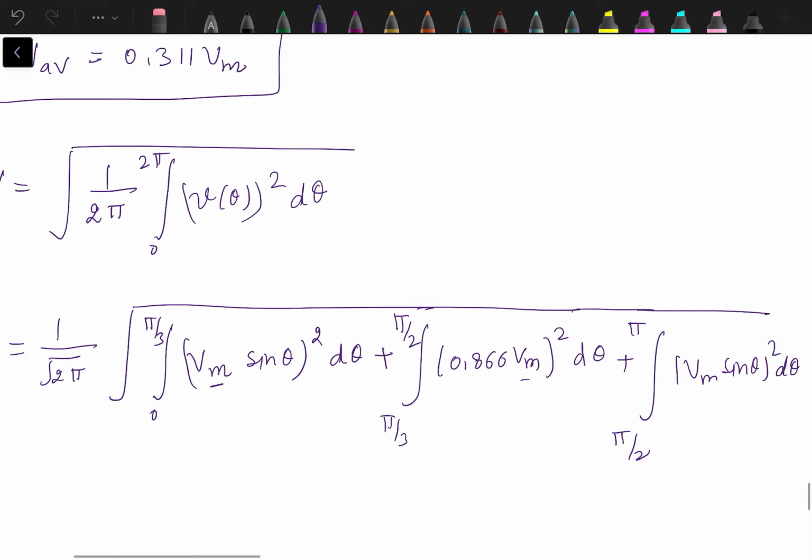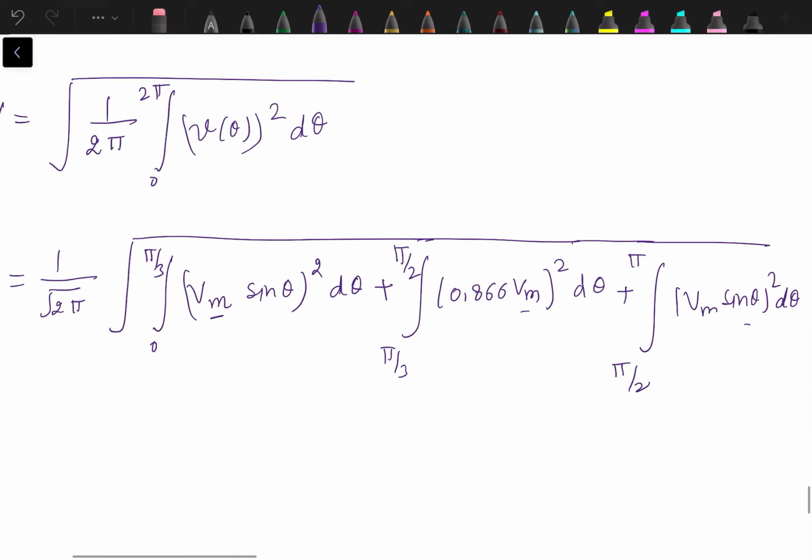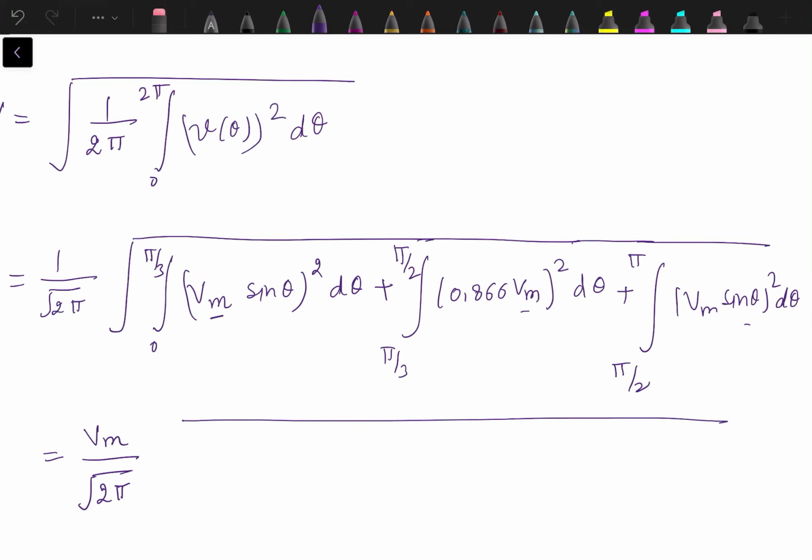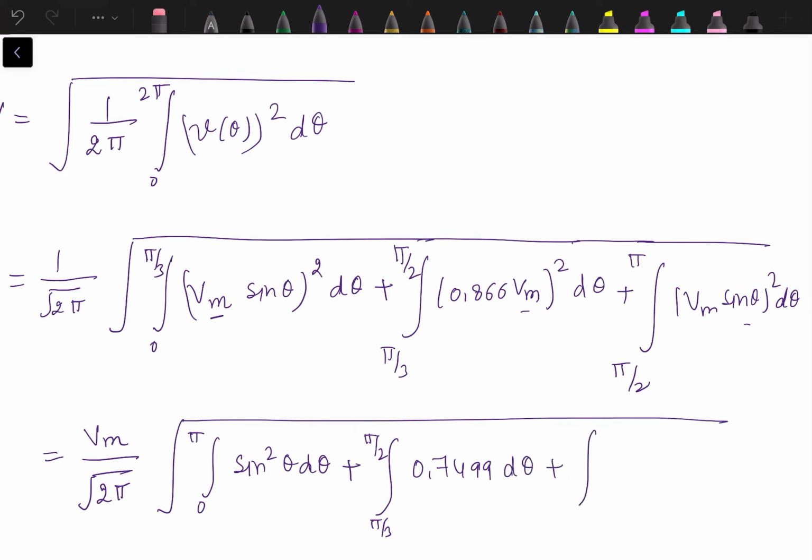Now Vm square is common everywhere. So when we take it common and bring it outside the square root, it becomes Vm by root 2 pi. And under the square root, integration from 0 to pi by 3 sine square theta into d theta, from pi by 3 to pi by 2, it's 0.7499 d theta, plus pi by 2 to pi sine square theta into d theta.